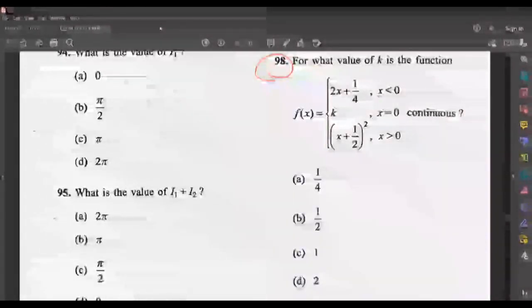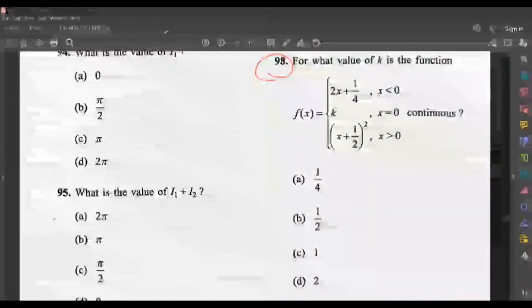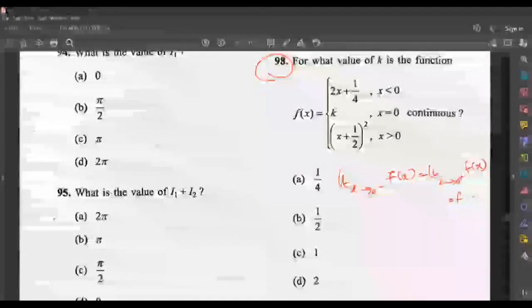Direct question it is. So this function is continuous, isn't it? Function is continuous means limit x tends to 0 minus f of x should be equal to limit x tends to 0 plus f of x. That is equal to f of c, or f of 0, isn't it?